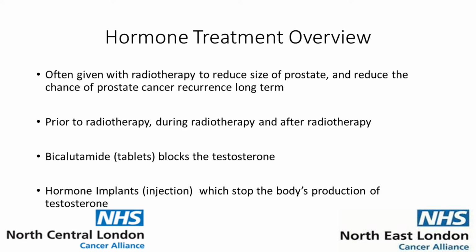The types of hormones we use can either be bicalutamide, which is a tablet, or a hormone injection. The tablet blocks the testosterone, so your body still produces it. The injection stops the production of testosterone.